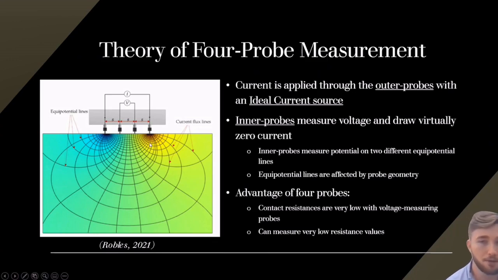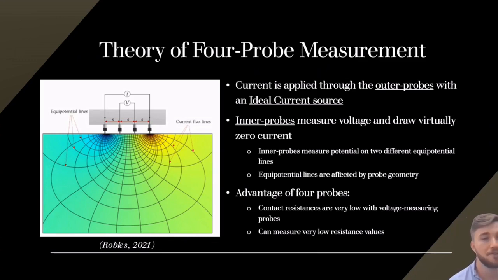But you have two outer electrodes, which are passing current, which follows these more horizontal lines between the two outer electrodes. And then on the inner probes, you have a measure of voltage, and these voltage sensing probes draw virtually zero current. The probes are probing at two different equipotential lines, where equipotential lines are lines of equal potential or equal voltage. So it is critical that these probes are spaced so that you can measure two different equipotential lines and thus find a difference in their voltages.